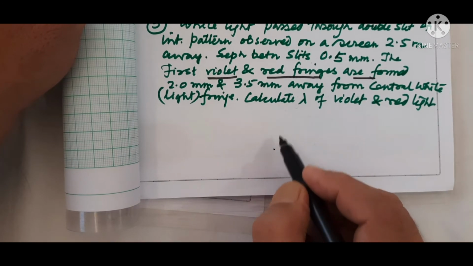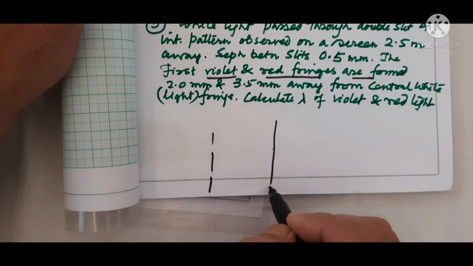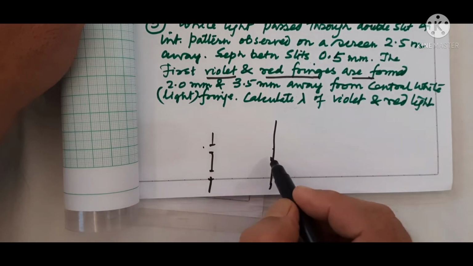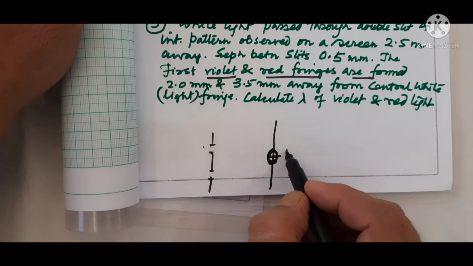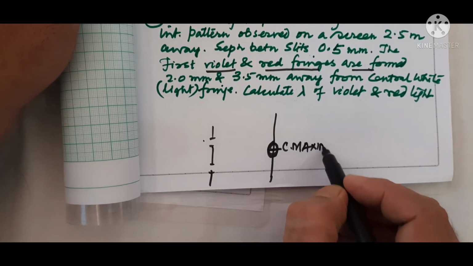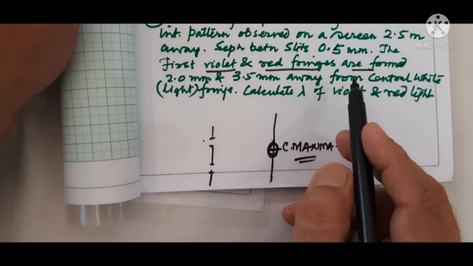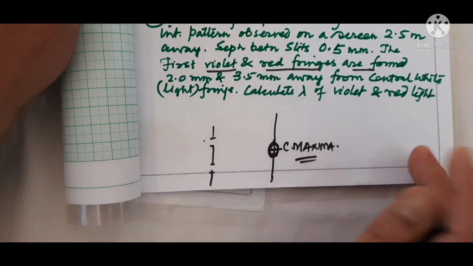The situation is, we know in the case of interference, here the slit is there, here the double slit, and here the central maxima is there. You will get a bright fringe here. So it is given that the separation of the violet and the red light will be there.